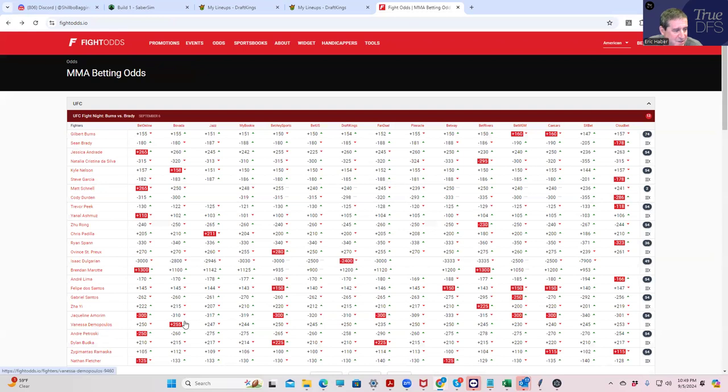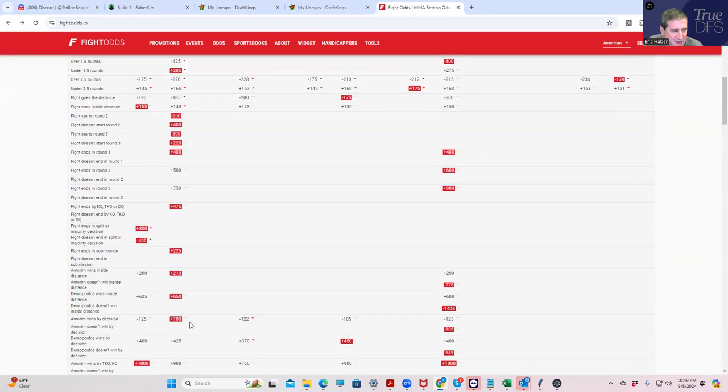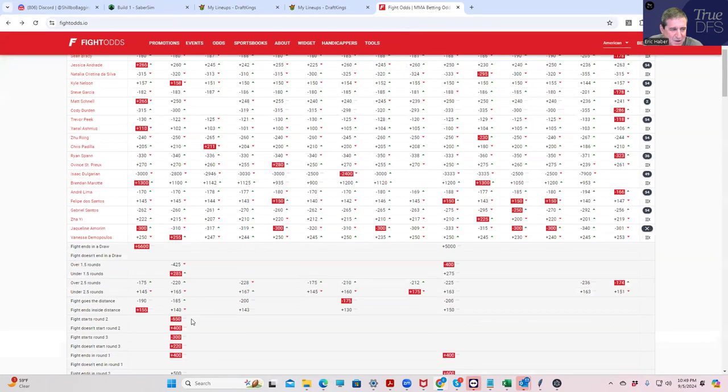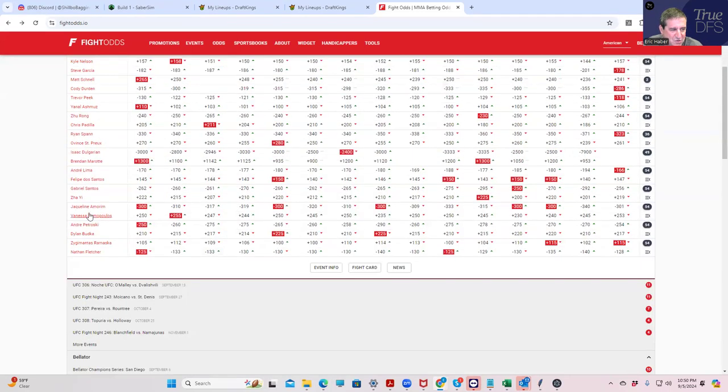And Demopoulos, she's plus 250. Her inside the distance line is poor. I mean, she's just not. She does always have some submission equity, but it's just not enough. We'll look at her odds here. Demopoulos inside is plus 625. It's not going to be good enough. So, yeah, Amorim, alongside Petrovsky, perfectly fine favorites.